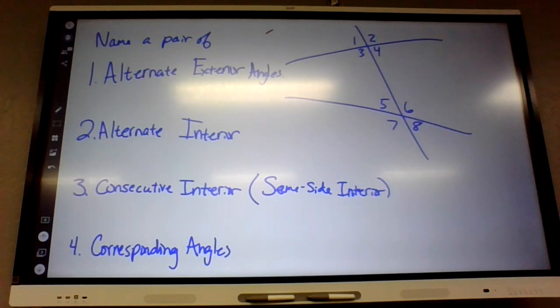But even though the lines aren't parallel, there's still alternate exterior angles and alternate interior angles.